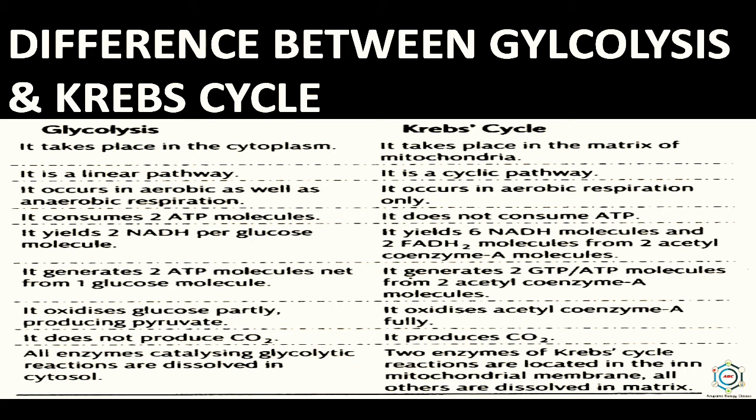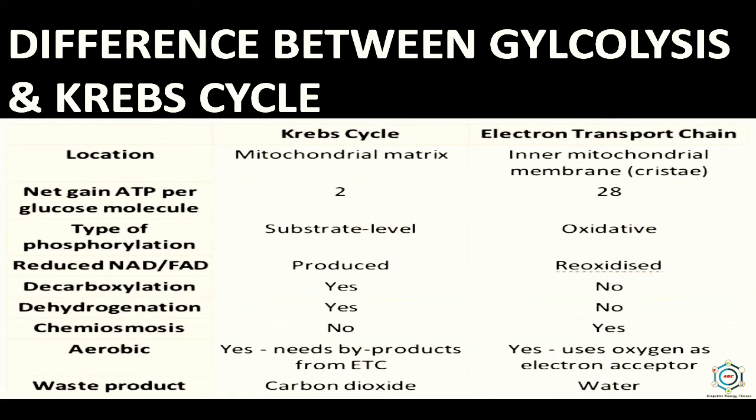Glycolysis does not produce carbon dioxide, while the Krebs cycle produces carbon dioxide. In glycolysis, all the enzymes catalyzing glycolytic reactions are dissolved in the cytosol, while in the Krebs cycle, 2 enzymes of the Krebs cycle reactions are located in the inner mitochondrial membrane and all the others are dissolved in the matrix. So these are the differences between glycolysis and the Krebs cycle.